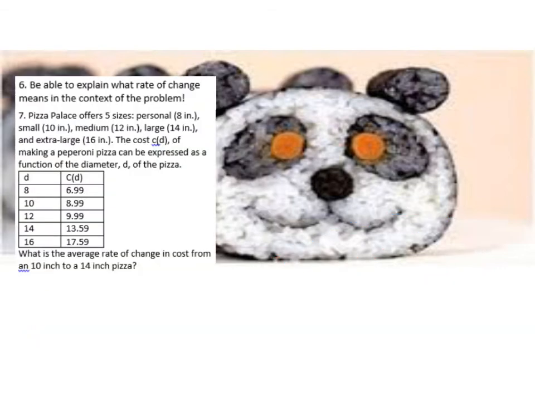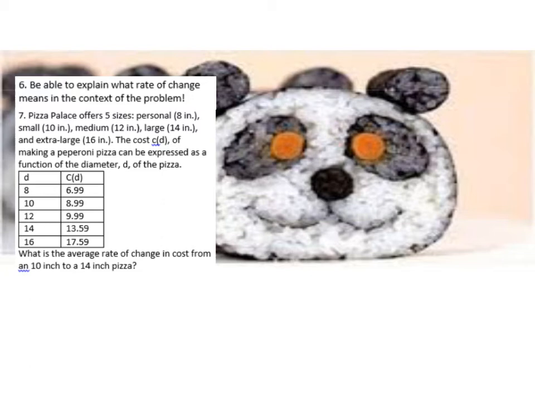Alright, I kind of lumped a couple questions together here. So we've got to be able to explain what a rate of change means in the context of the problem. And so some people are like, what do I write there? Well, let's look at number 7. Pizza Palace offers 5 sizes: 8-inch, 10-inch, 12-inch, 14-inch, and 16-inch. Cost of making a pepperoni pizza can be expressed as a function of the diameter of the pizza.